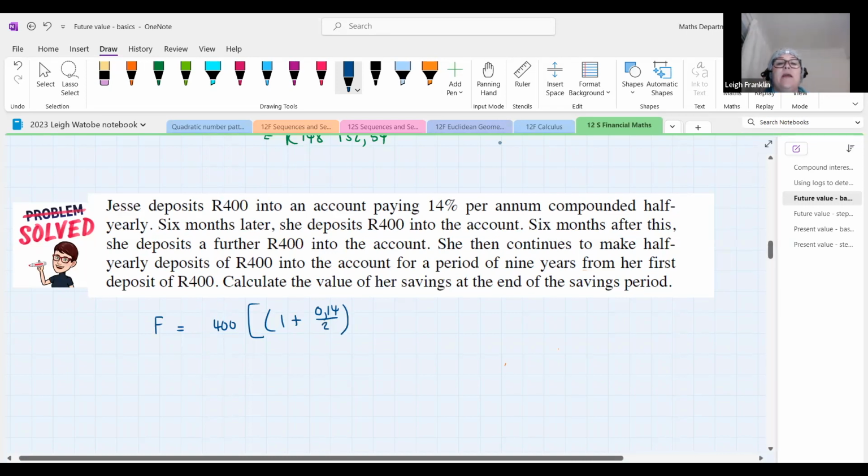Okay, now N, your exponent. From reading this information, what do you think your exponent should be? What do you think the exponent N should be? Okay, so the reason that we're dividing it by 2 is because the interest rate is compounded half yearly. Remember our first lesson on compound interest when we changed the compounding period. So we would have to divide by 2.